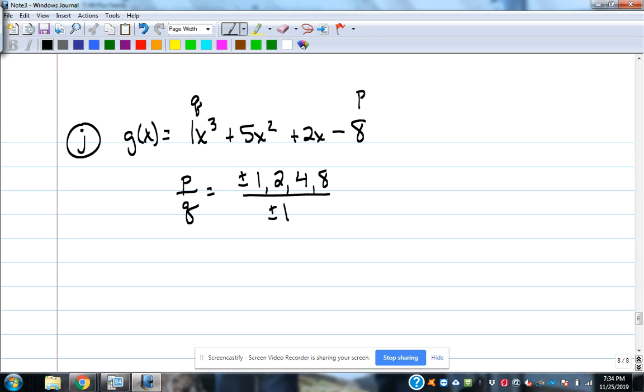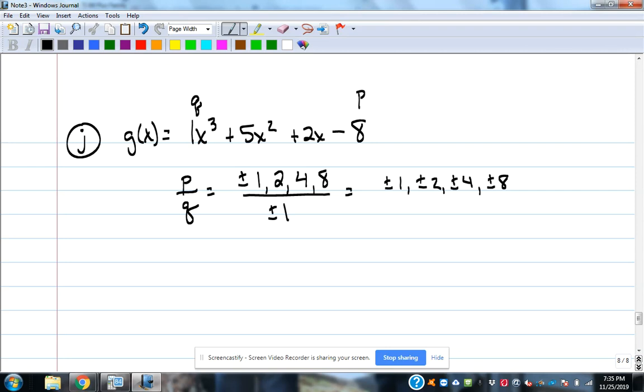That makes the list super easy because when you divide 1, 2, 4, and 8 by 1, you get the same numbers back. So our list is plus or minus 1, plus or minus 2, plus or minus 4, plus or minus 8. Because we don't have any other factors in the denominator to divide by. So we've narrowed this down from every number in the universe to a set of 8 numbers that it possibly could be. Doesn't mean it will be any of those, but if they're rational solutions, it will be one of those if they're rational zeros.